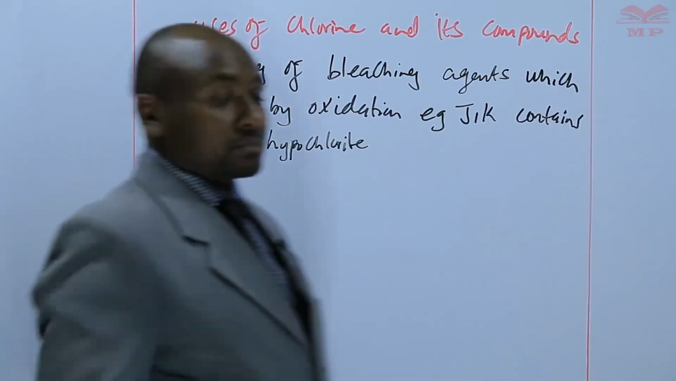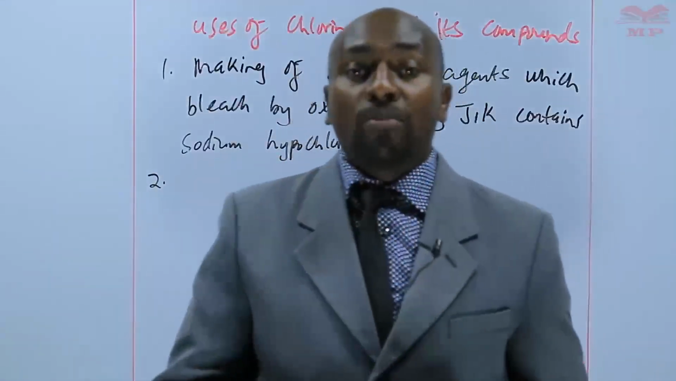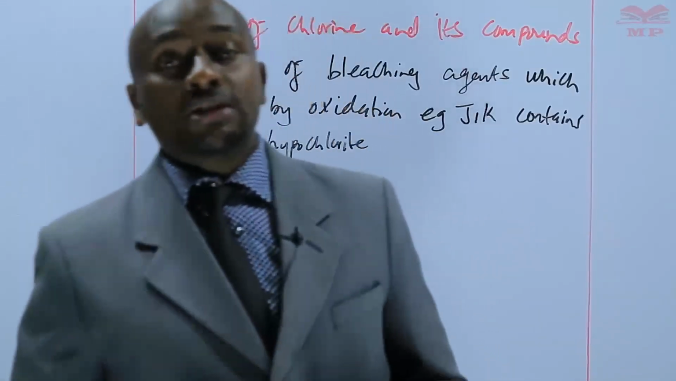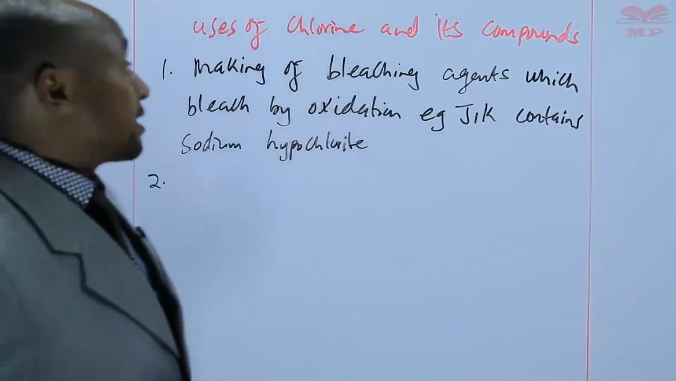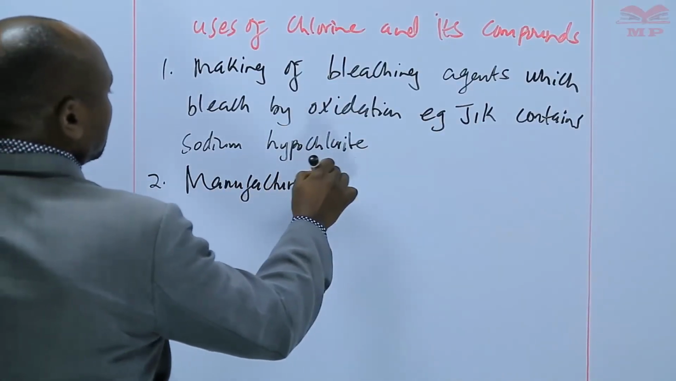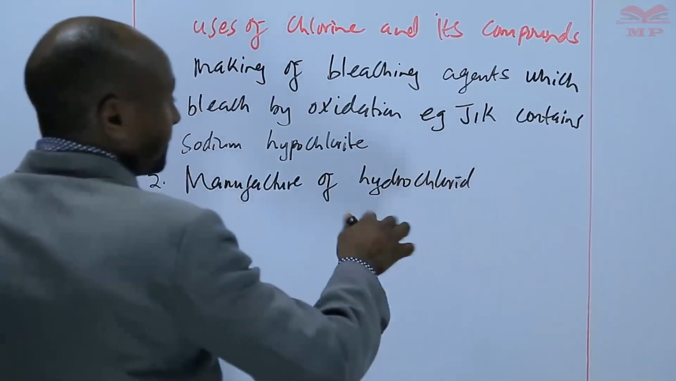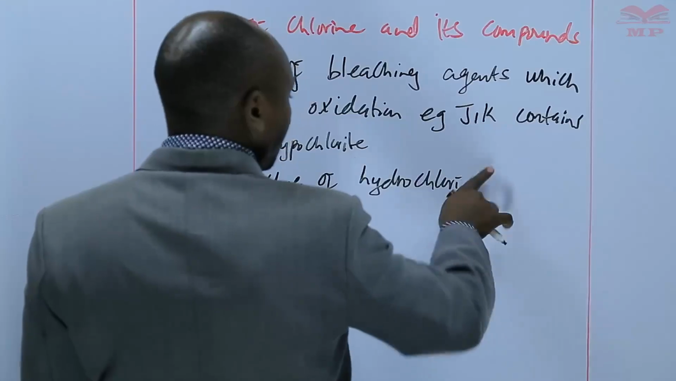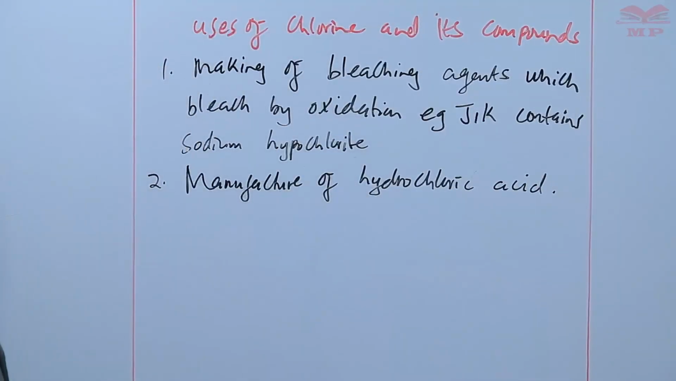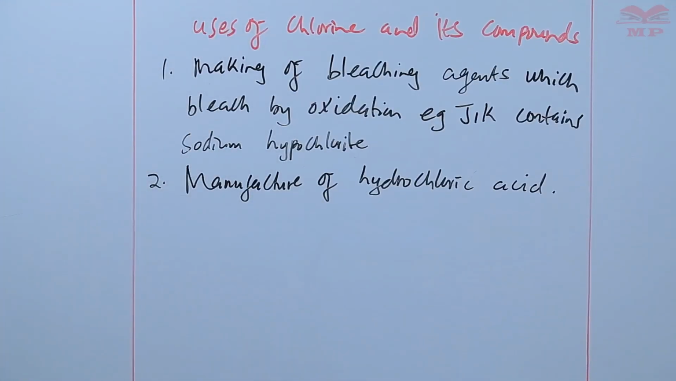Number two, we also saw that chlorine, when dissolved in water, forms hydrochloric acid. So in this, we can say that chlorine is used in the manufacture of hydrochloric acid. During the large-scale manufacture of hydrochloric acid that we shall discuss later, chlorine is used as one of the raw materials.